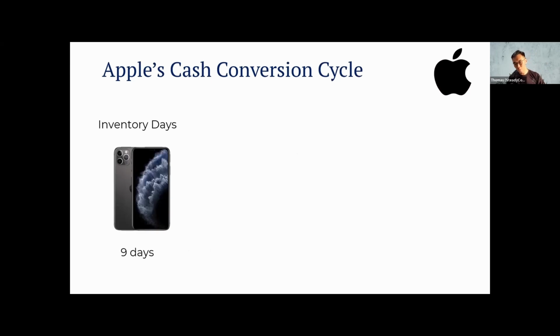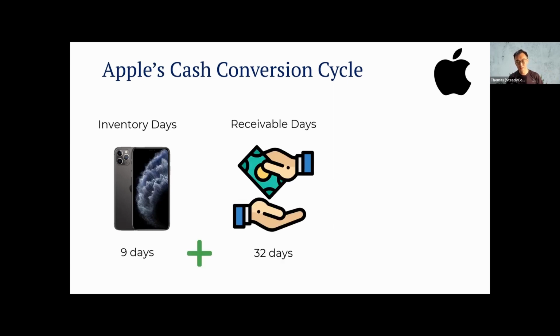All right, so now I'm going to show you Apple's cash conversion cycle, right? The typical iPhone only stays in the warehouse for 9 days. Amazing, right? They don't keep the item in the warehouse. So there's very low risk of technology obsolescence, right? They don't keep the iPhone for long, which is also why it is frequently out of stock. They don't keep it very, very long in the warehouse. Only 9 days. And the receivable days is 32 days.